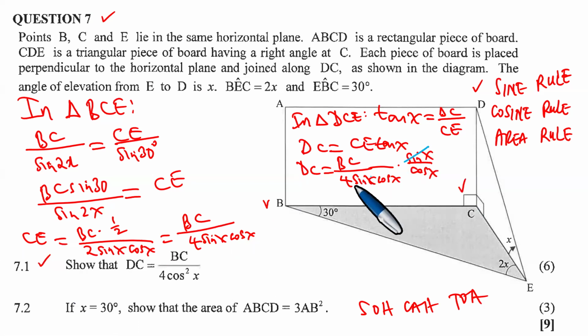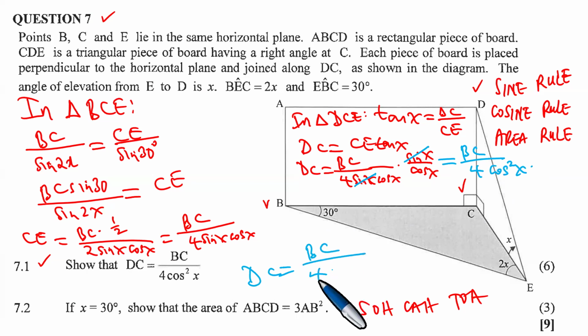Upon careful examination, the sine cancels out. And then we are left with BC over 4, and we have cosine times cosine, which is actually cosine squared x. So we have actually been able to establish, therefore, that DC is BC over 4 cosine squared x. Any question on this one? No, sir. No question.